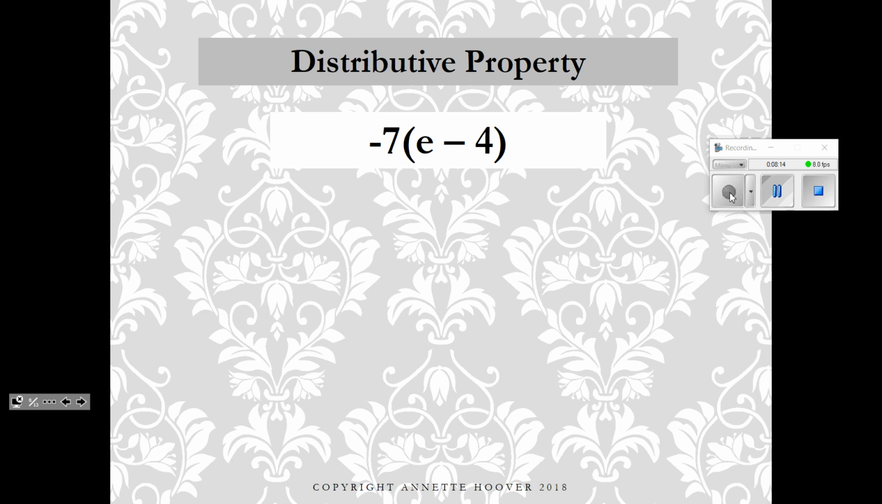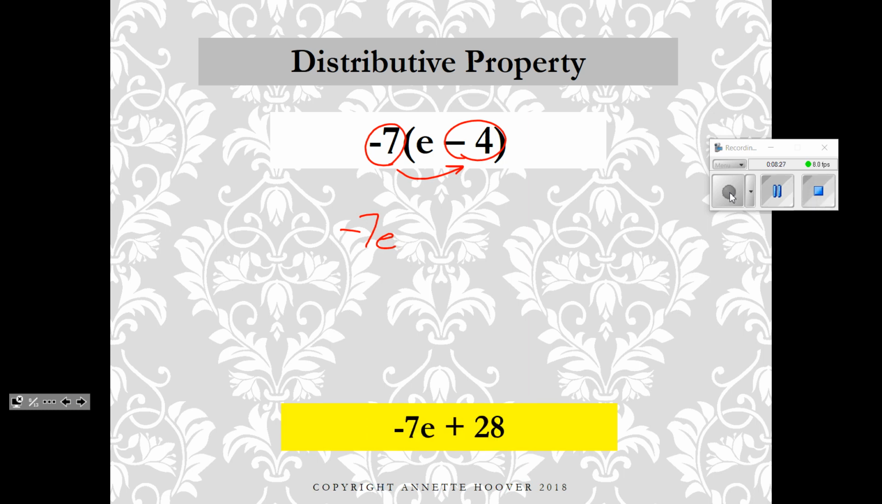Okay, so first we do negative 7 times e, which is a negative 7e. Then we have a negative 7 times a negative 4. 2 negatives make a positive, so that would be plus 28. Negative 7e plus 28. How did you do?